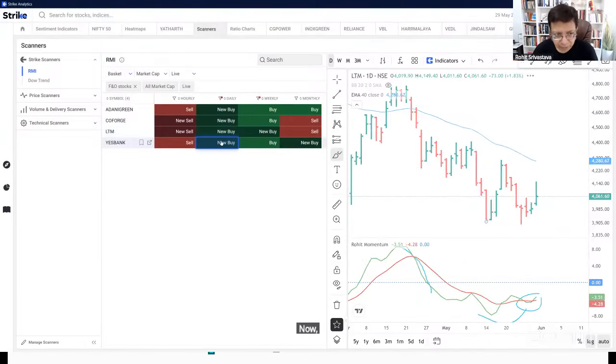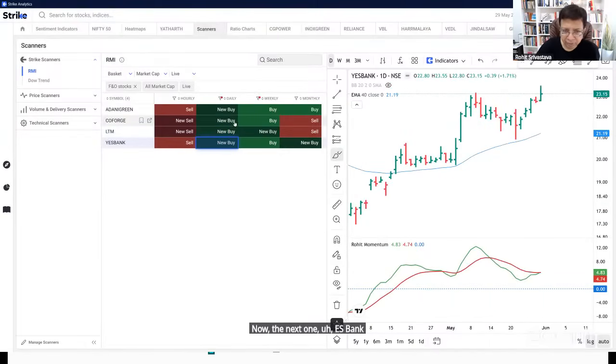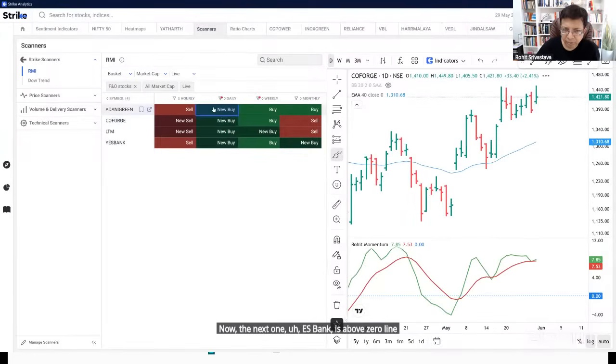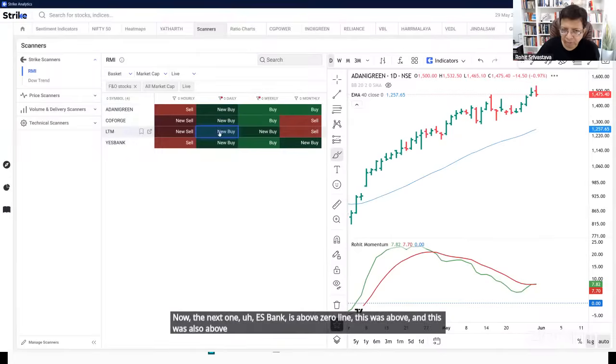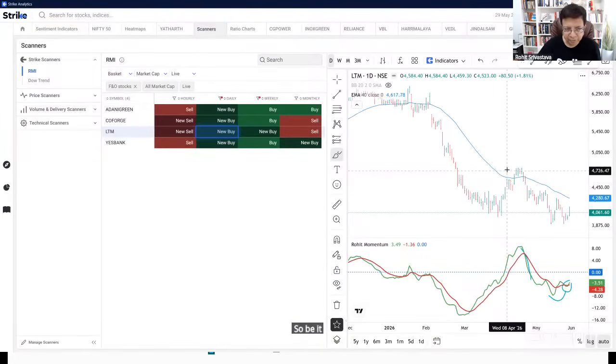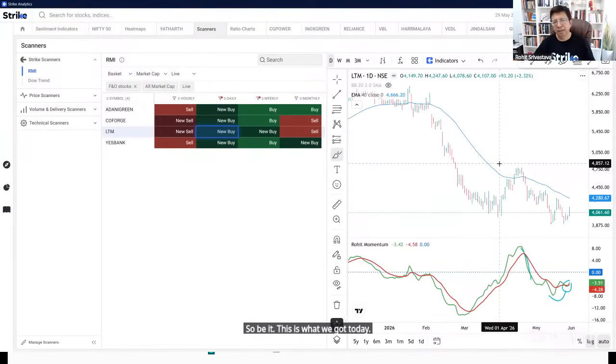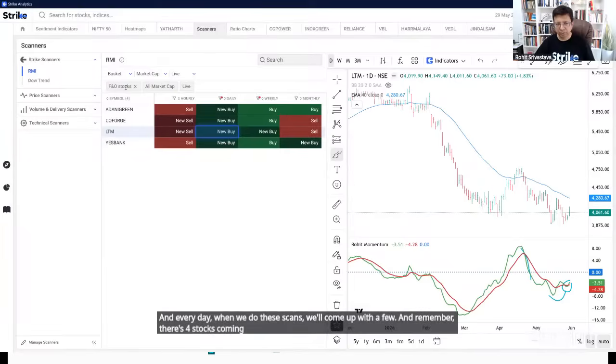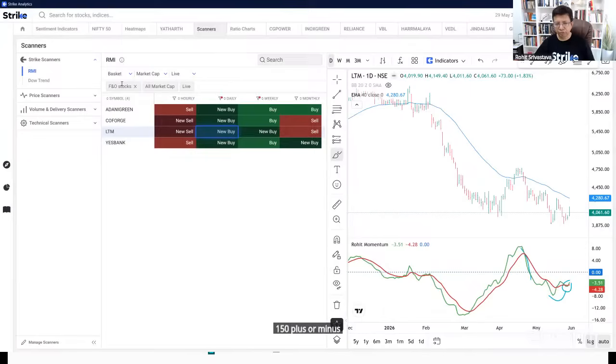Now the next one, Yes Bank is above zero line. This was above, and this was also above. So the only one which is coming from below is actually LTI. So be it. This is what we got today. And every day when we do these scans, we'll come up with a few. And remember, there's four stocks coming up from a basket of 250 plus or minus FNO stocks. And so you really reduced your work a lot by doing a scan like this.